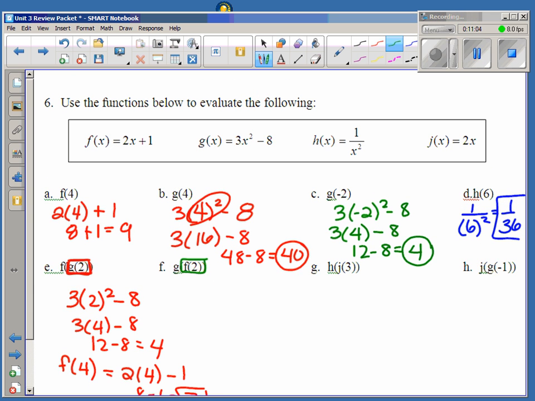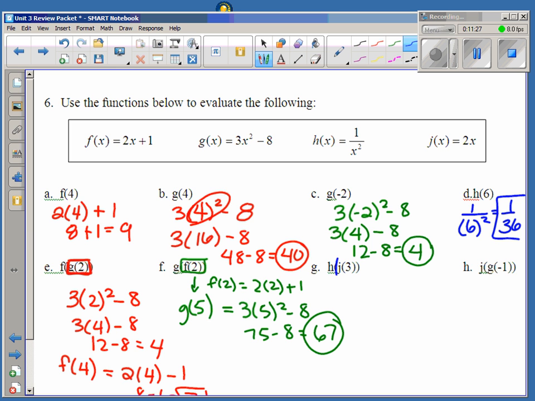Right, the next one I'm starting with f of 2. So f of 2 equals 2 times 2 plus 1, which gives me 5. So f of 2 is the same thing as 5. So the next step is I'm really finding g of 5. So I get 3 times 5 squared minus 8. 5 squared is 25, times 3 is 75, minus 8 gives me 67.